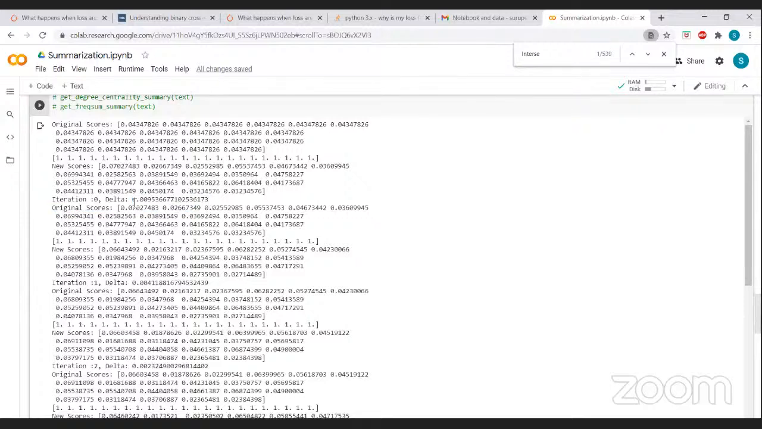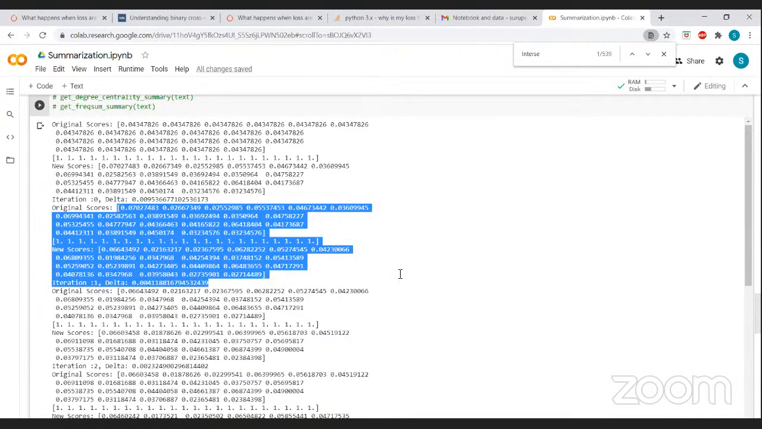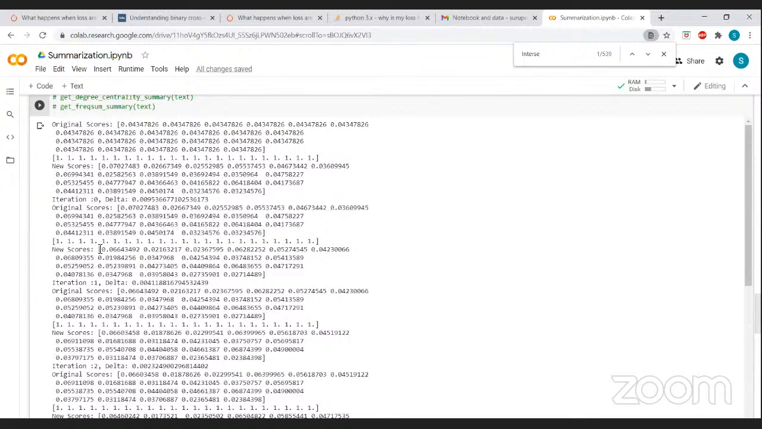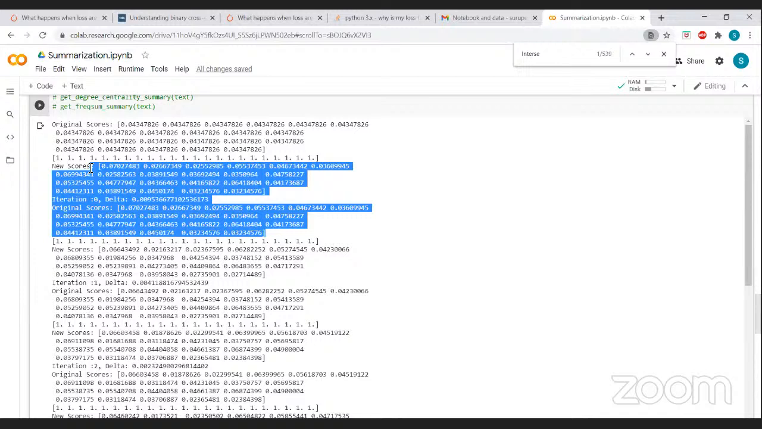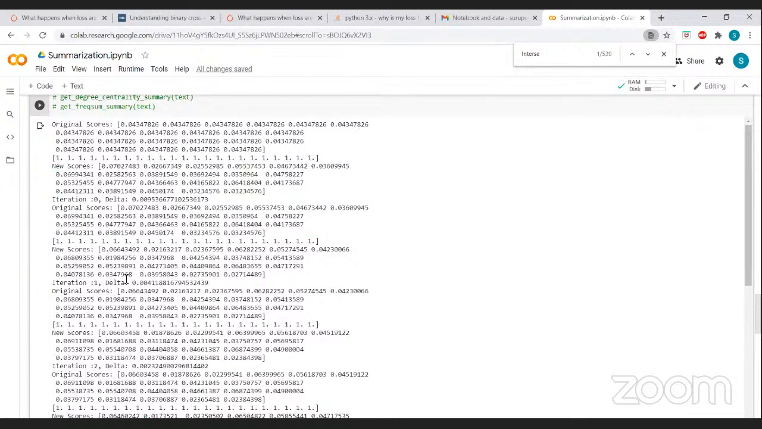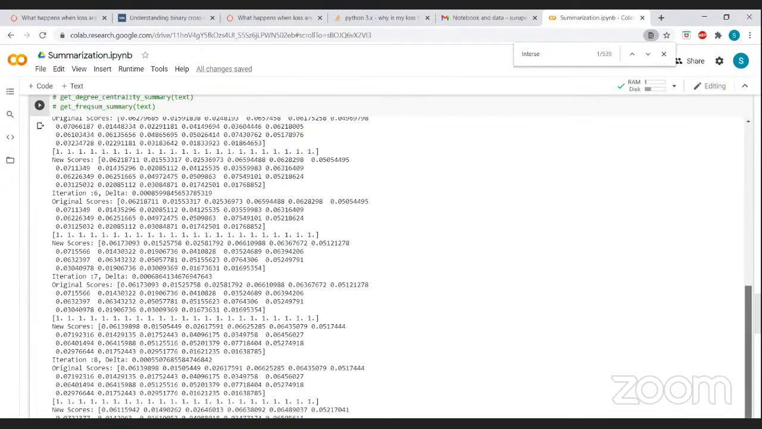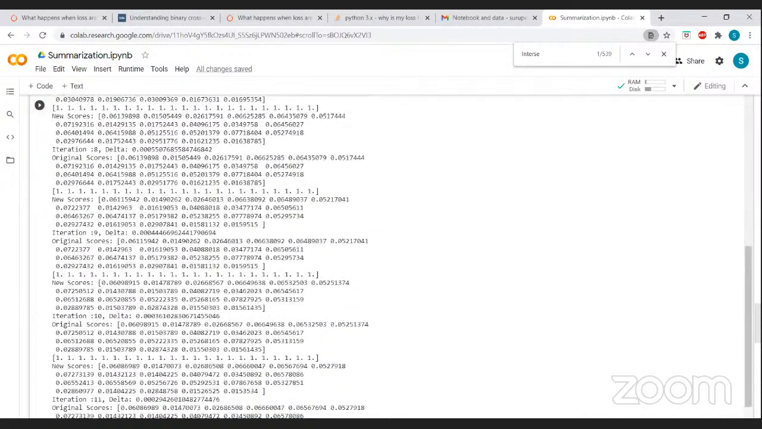We keep doing this. We multiply the same matrix again with these new scores. So the original scores are the same as the new scores of the previous iteration. Shuru, can you highlight those two? New scores of first iteration and original scores of second iteration. They are basically the same. So you keep doing this and your delta should keep decreasing. Once that delta is below a certain threshold, you say that we have converged. Now there wouldn't be much change in our scores. The final scores that we get are basically the importance of each sentence. That's all that the power method does.